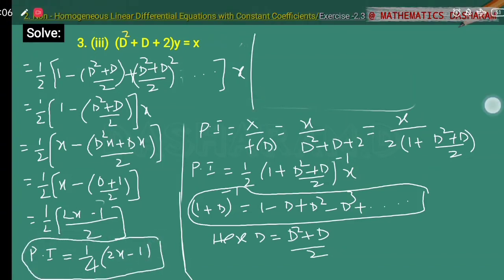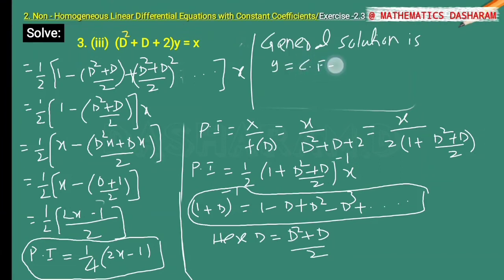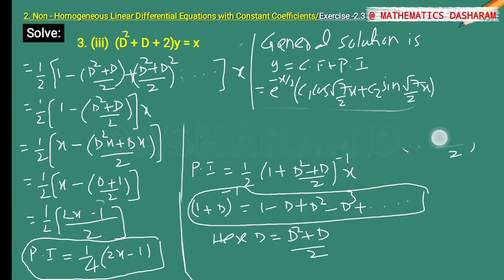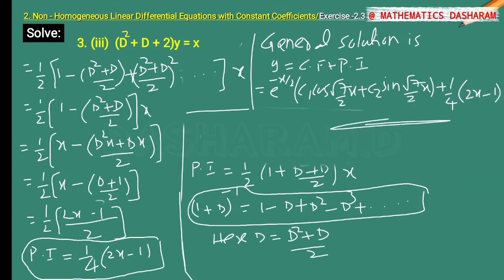Now the general solution is y equals complementary function plus particular integral. So complementary function e to the power of minus x by 2 into c1 cos root 7 by 2 into x plus c2 into sin root 7 by 2 into x, and the particular integral is 1 by 4 bracket of 2x minus 1. That is our required answer.